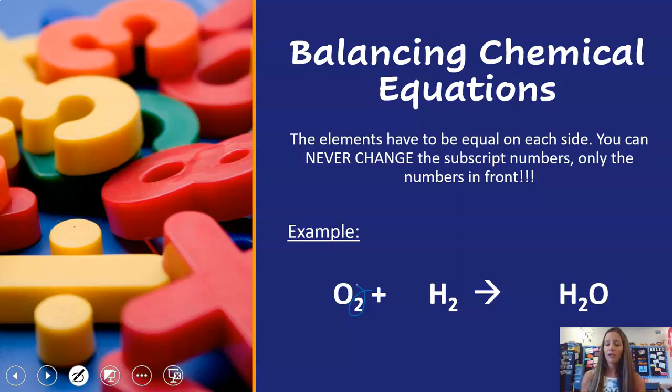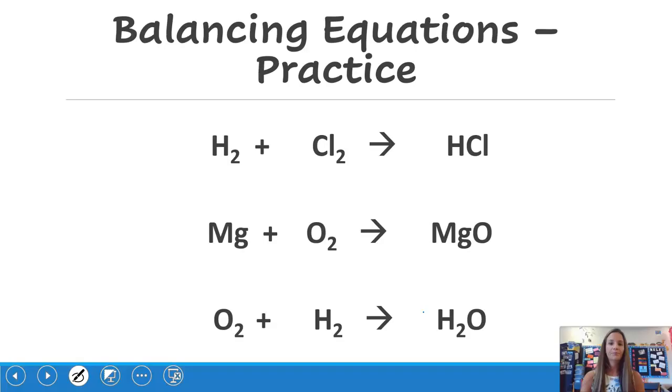But we have 2 oxygen on the left and only 1 on the right. So to get 2 oxygen, we need to place a 2 here. But now that just made how many hydrogens? 4, right? So now we need to put a 2 over here, giving us 4 hydrogens and 2 oxygens on the left, 4 hydrogens, 2 oxygens on the right.